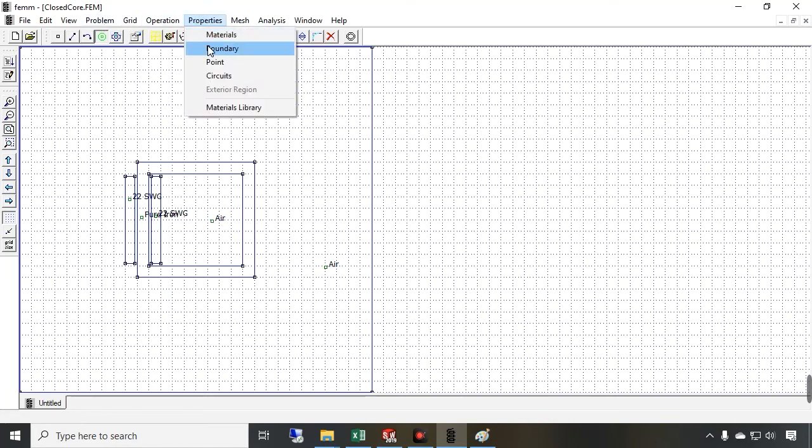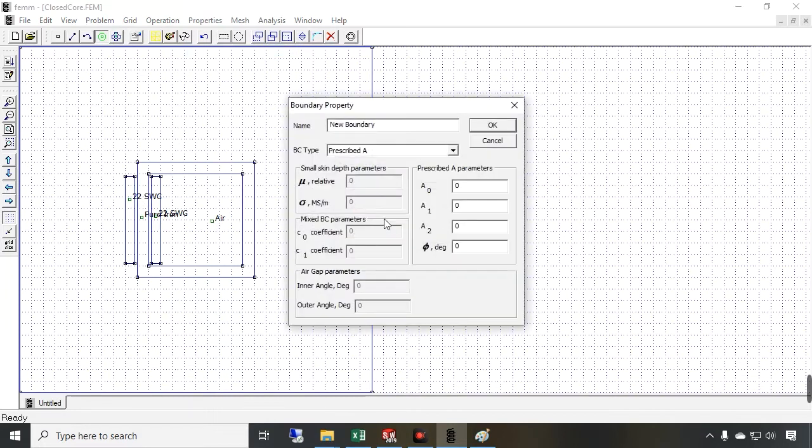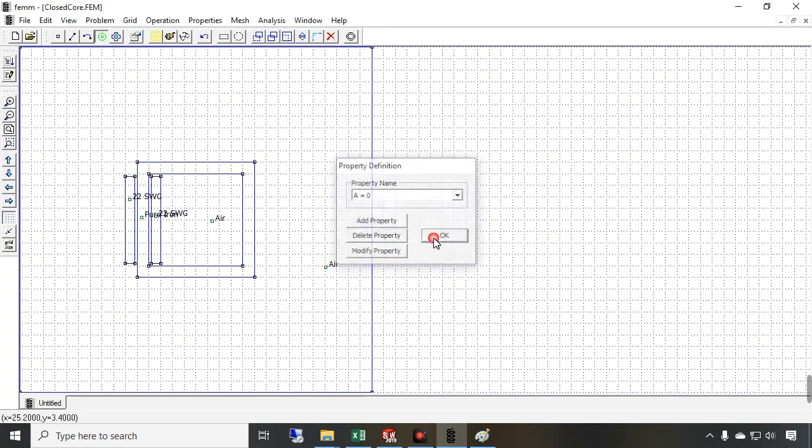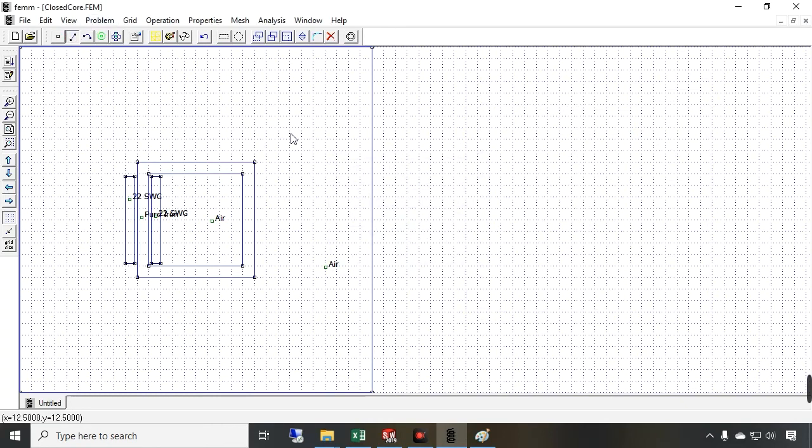From here, properties, boundary, I add a new boundary condition. I write here A equals 0. A is magnetic vector potential. And when we set the value of A equal to 0, the flux lines will be tangent to the outer boundary. So I write here the name. I press OK.